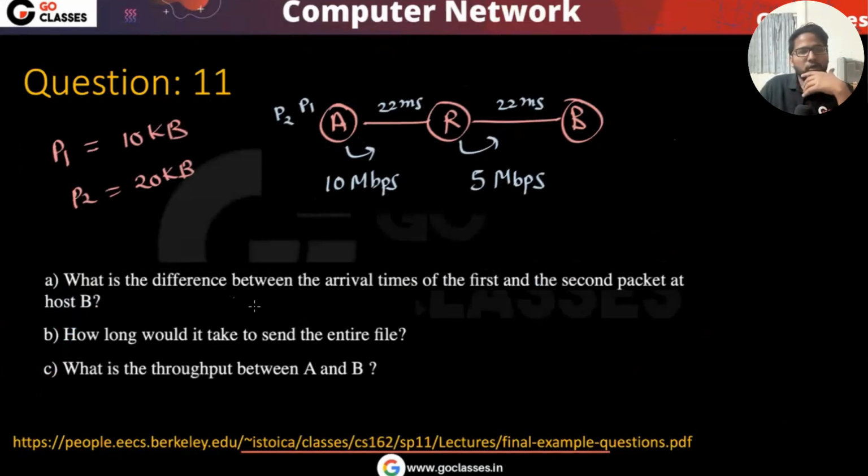That's fine. Now, what is the difference between the arrival times of the first and the second packet at host B? At host B, at what time the first packet will reach and at what time the second packet will reach? Okay, can you solve this question?